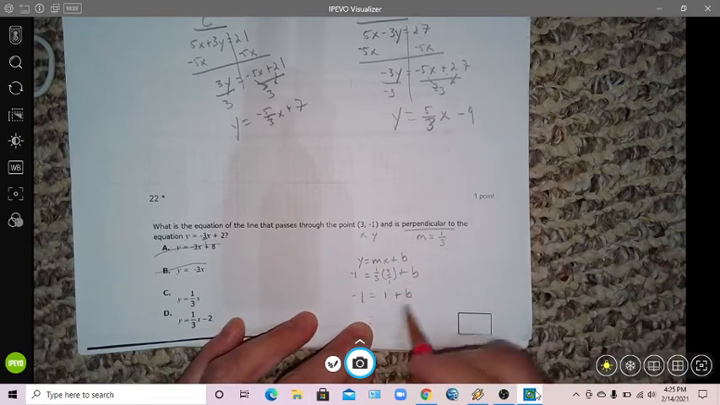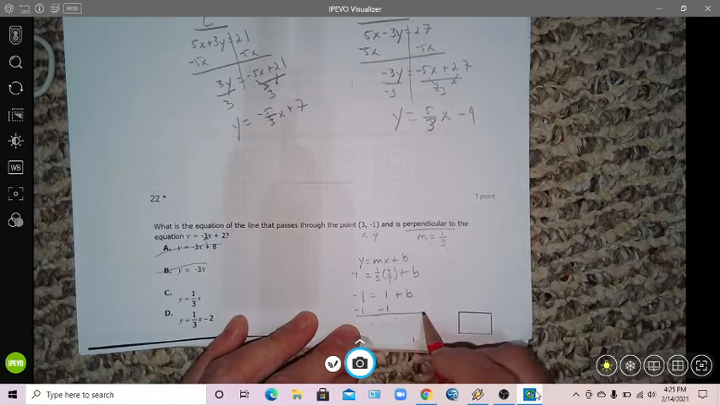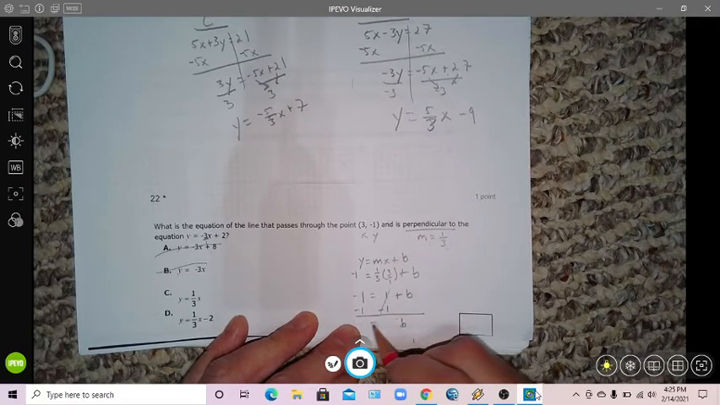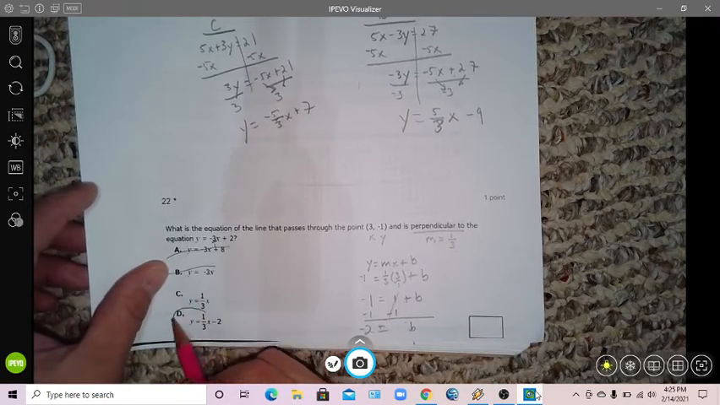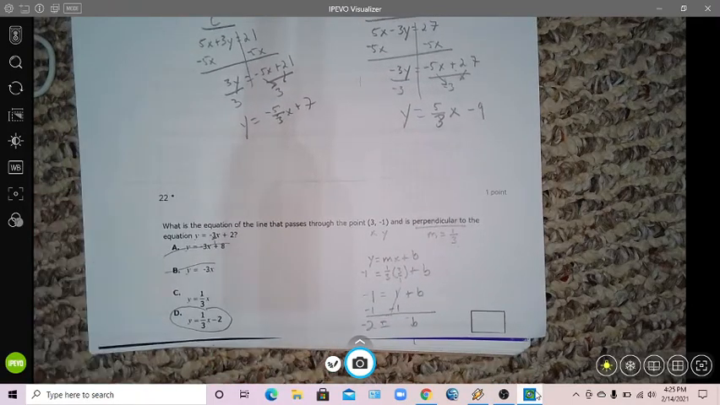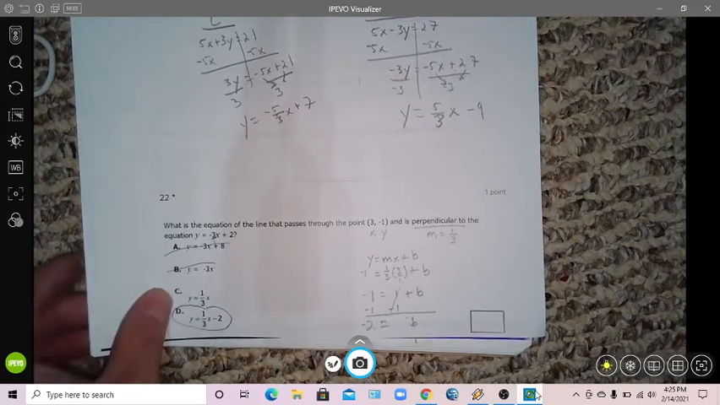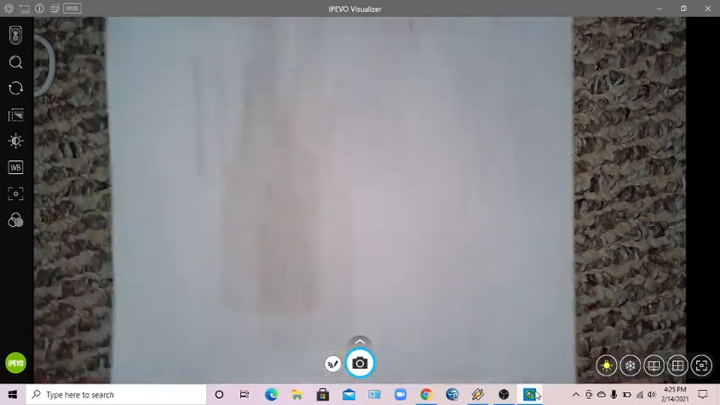Okay, alright, solve for b. I'm going to subtract 1 on both sides. b equals negative 1 minus 1, which is negative 2. So it's option D. Okay. Alright, let's keep going.